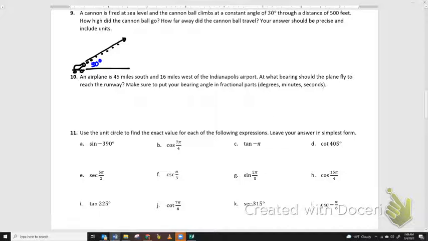I like that. Why do I like that 30-degree angle? 30, 60, 90 triangle. I don't even have to break out my calculator for 30, 60, 90 triangles.